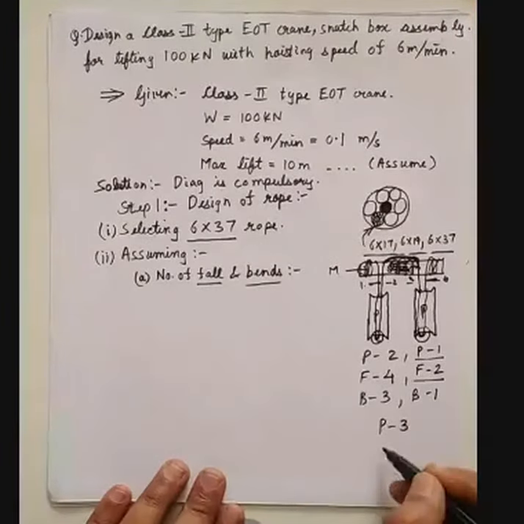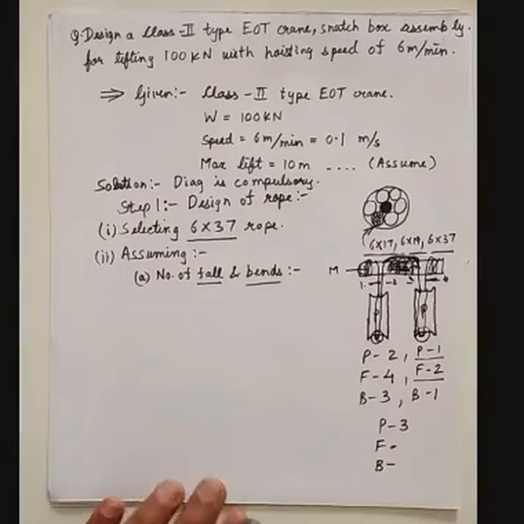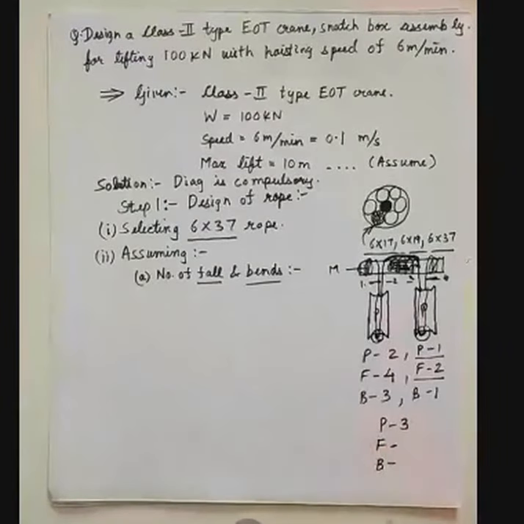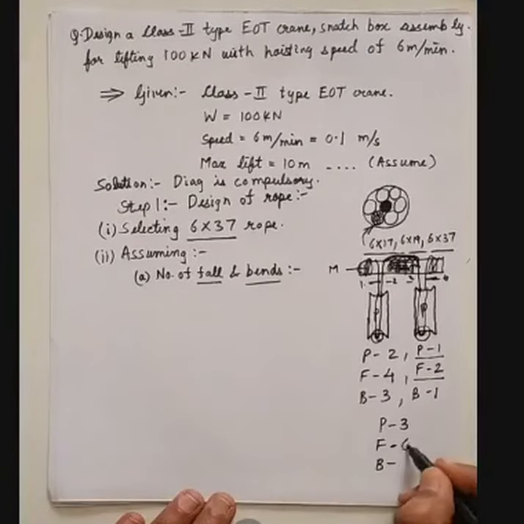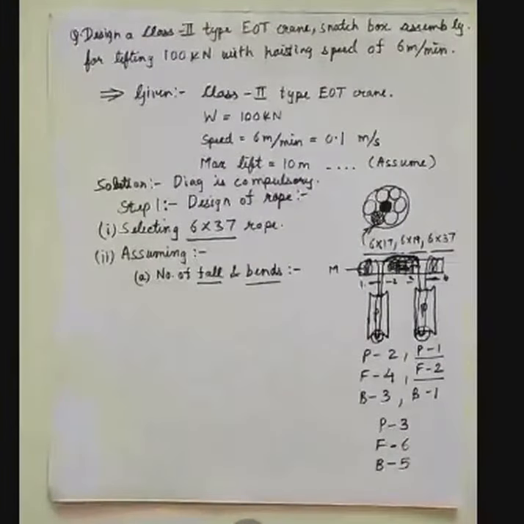Now I am moving to the next example. If the pulley is 3, how many falls will be there and how many bends? Tell me. Pulley is 3. Add one more pulley, how many falls will there be? 6. So there will be 6 falls. How many bends? 5. 5 bends. Very good.